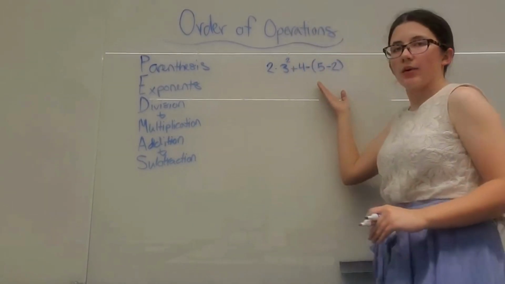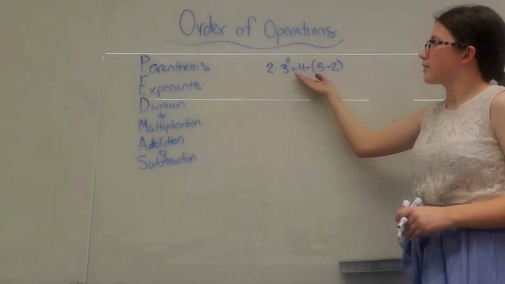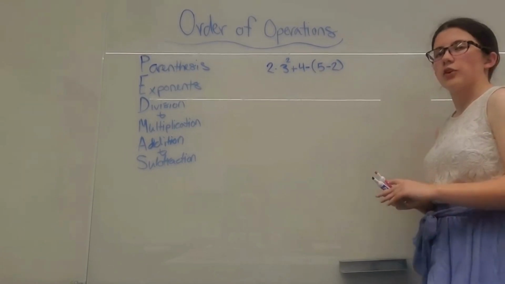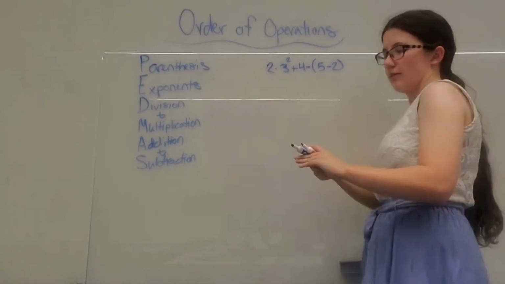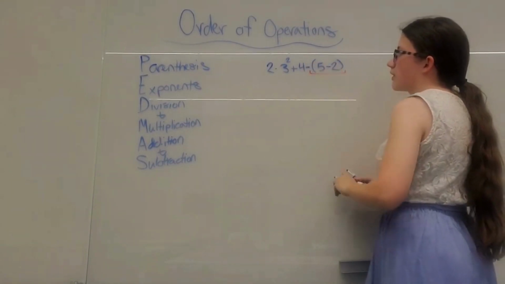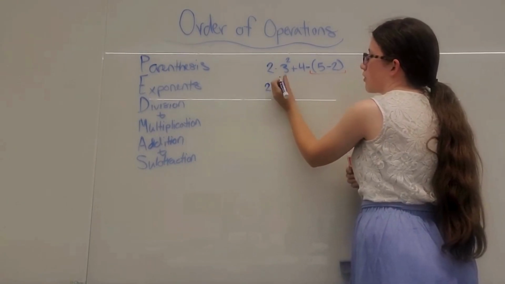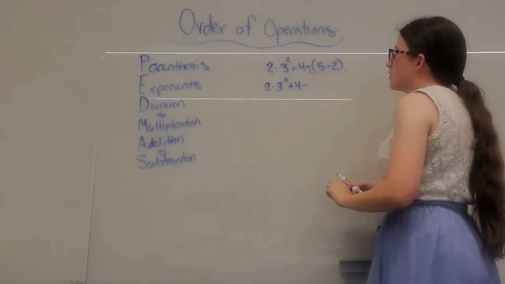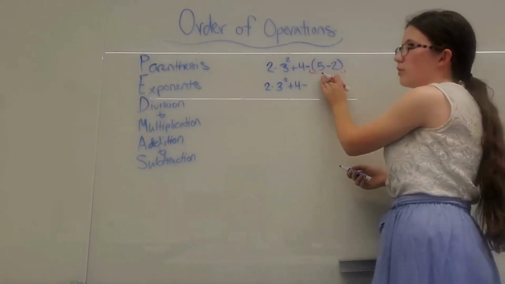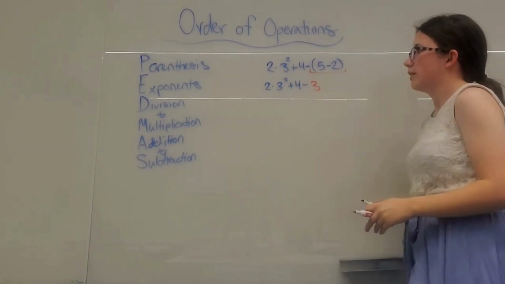So here we have an equation. 2 times 3 to the second power, or 3 squared, plus 4 minus parenthesis 5 minus 2. So we're going to solve it using PEDMAS. So first, we're going to look for parentheses. So we see some parentheses right here. So we're going to write out the rest of the equation we're not using. 2 times 3 squared plus 4 minus, and then we have our parentheses. 5 minus 2 is 3, and since we're solving everything inside the parentheses, we're going to take it out. So we have 3 there.